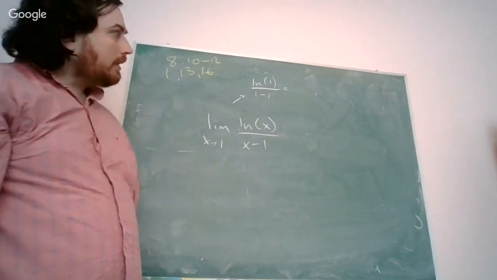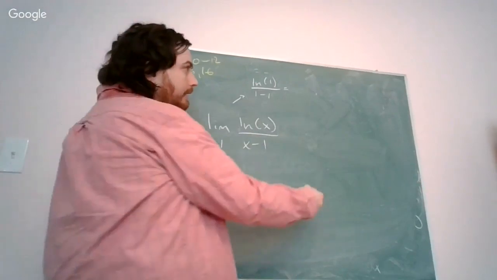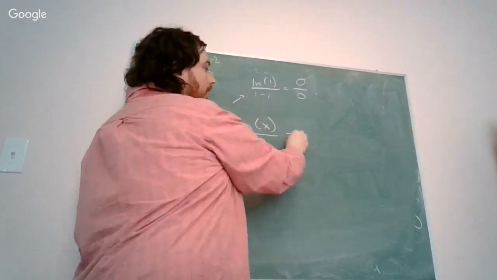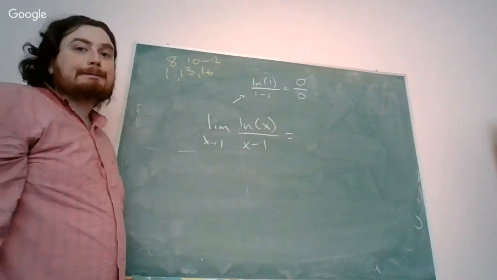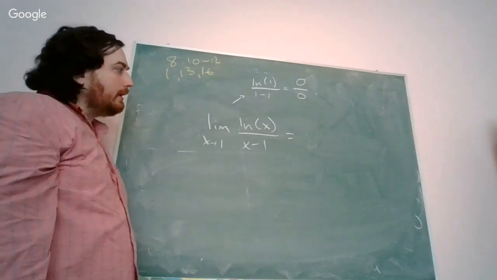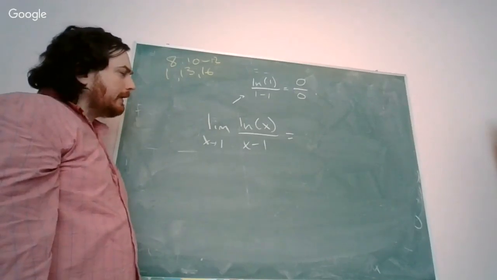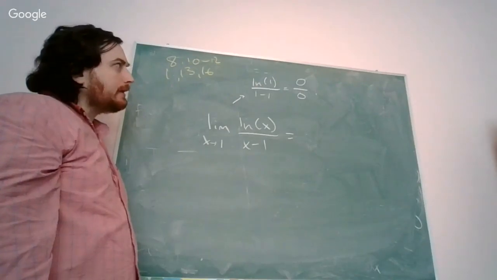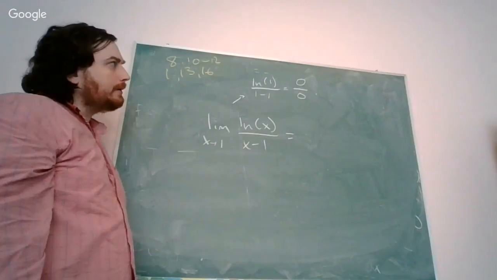And now natural log of 1 is, well, e to the 0 is 1, so natural log of 1 is 0. 1 minus 1 is 0. So we end up with 0 over 0. All right. If we had gotten a number out, we'd write that, we'd be done. But we didn't, so we move on. And so what we get here is, well, 0 over 0 means that we have an indeterminate form, so we do more work.